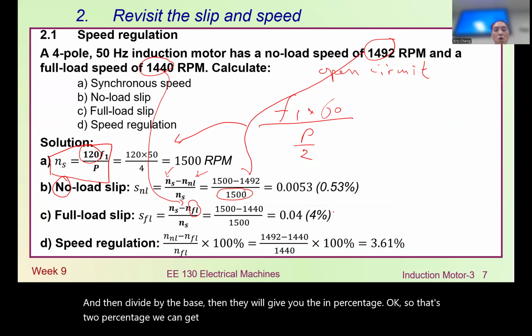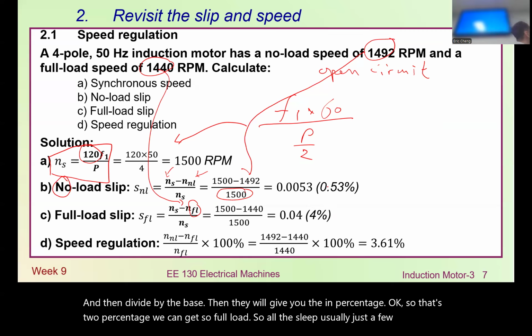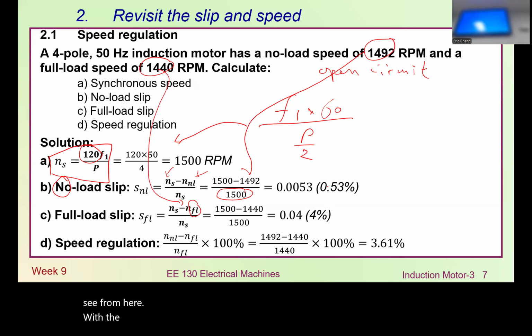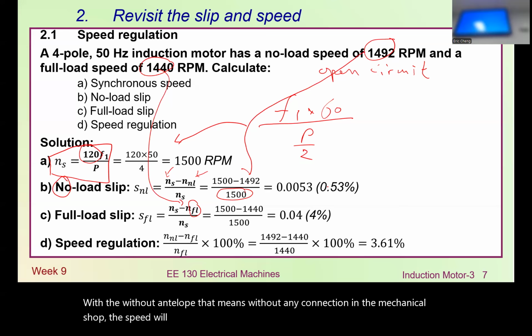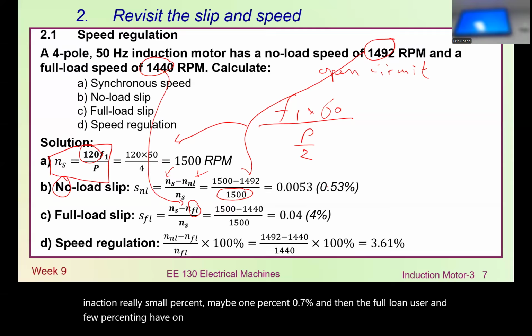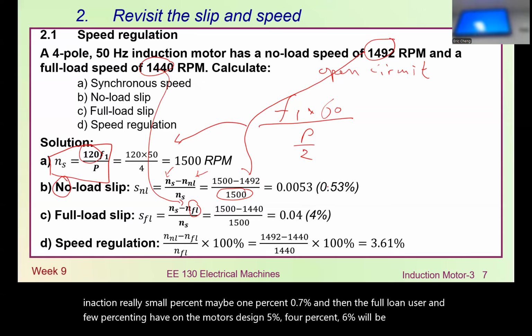So for full load, the slip is usually just a few percent. You can see from here, and without any load, that means without any connection on the mechanical shaft, the speed would be really close to synchronous, but cannot be synchronous. With low induction, a really small percent, maybe 1%, 0.7%. And then in full load, usually a few percent depending on the motor's design. 5%, 4%, 6% would be some typical numbers.